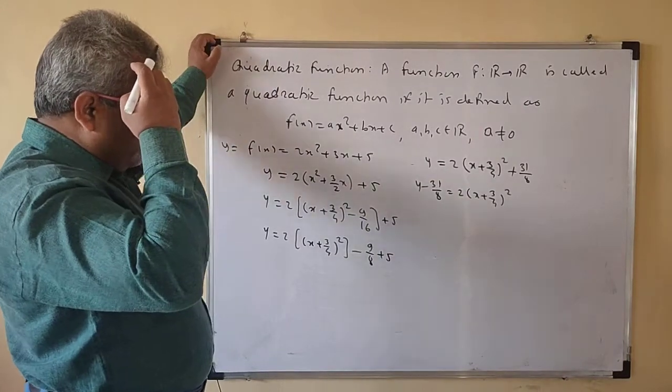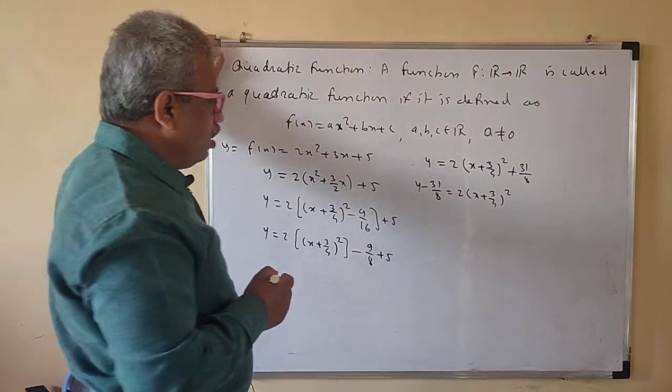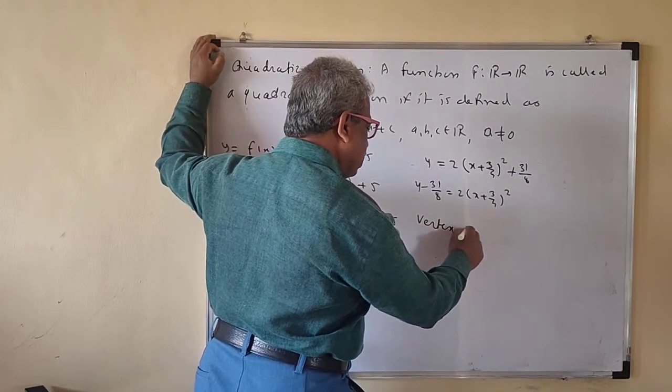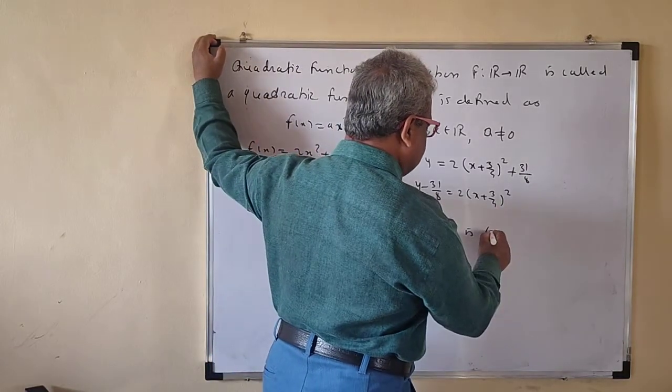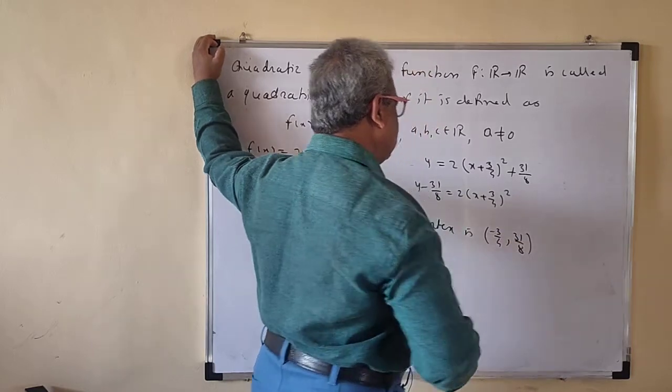Okay, so this is the parabola. This is the standard equation of the parabola. Okay, so now the vertex is x is what here then, minus 3 by 4 and 31 by 8. This is your vertex.